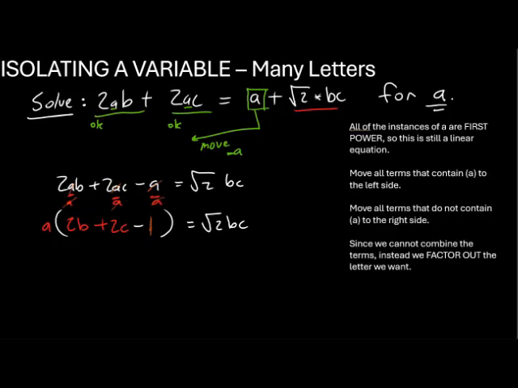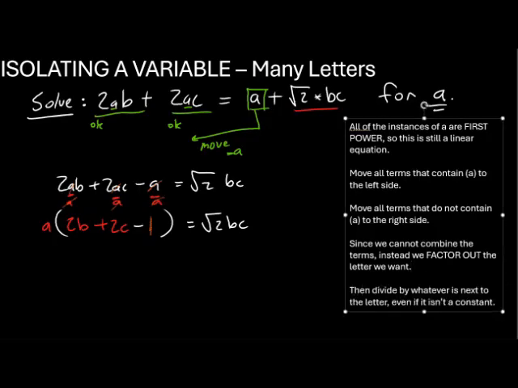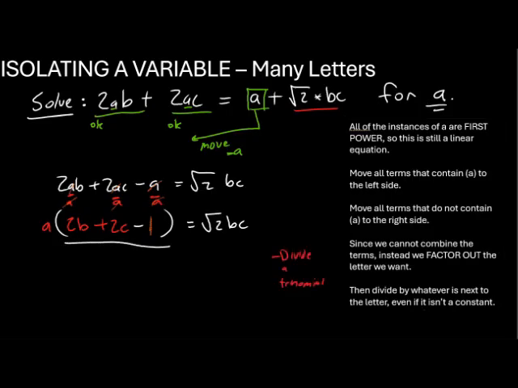Now that we've factored out the letter we want, we divide by all of the stuff that's next to the letter. In the previous problem, when we did linear equations, we had a 2 next to our letter. Now instead we have a trinomial next to the letter, but we can still divide by it. Underneath the 2b plus 2c minus 1, we will divide by that entire trinomial. We will do the same thing on the right.